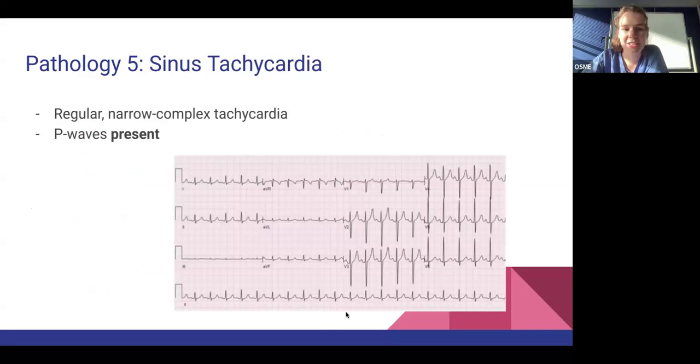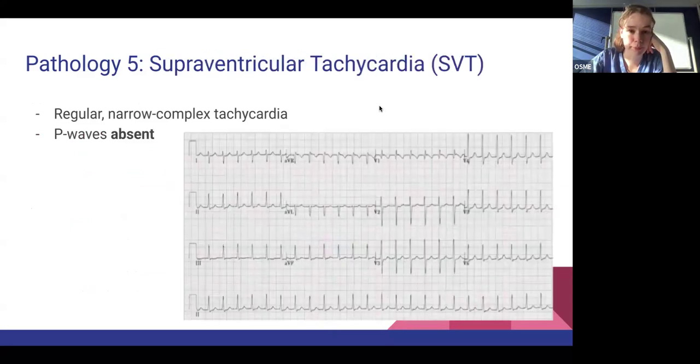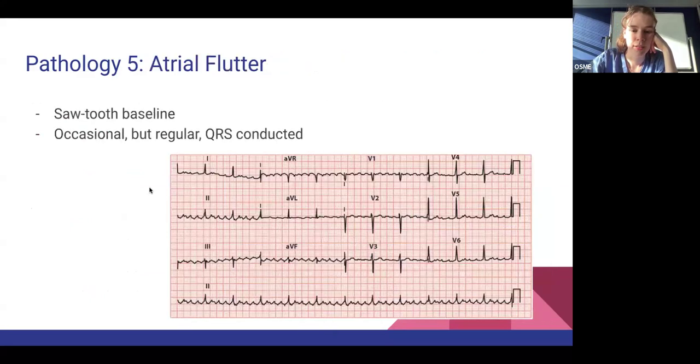So sinus tachycardia looks like this. Everything's regular, narrow complex, fine. There are P waves, happy days. They've probably just been on a run or something else that would get your heart rate up. SVT, P waves are absent. Crucially, it looks a bit like sinus tachy, but the P waves are not there, which is crucial. Atrial flutter has this sawtooth baseline, which is a good word to use. You do get QRSs conducted, but only every so often, which you can see here.